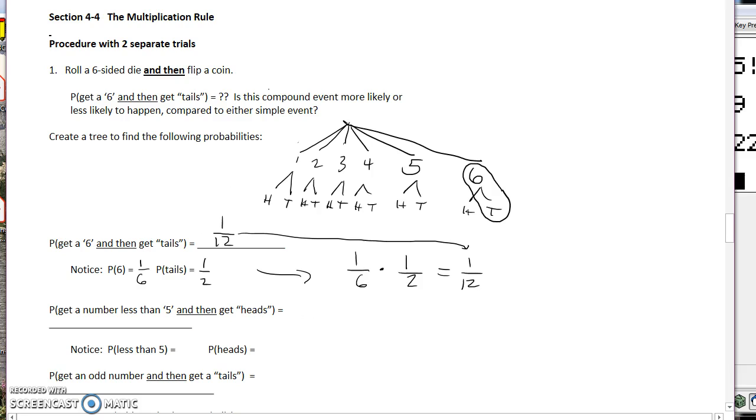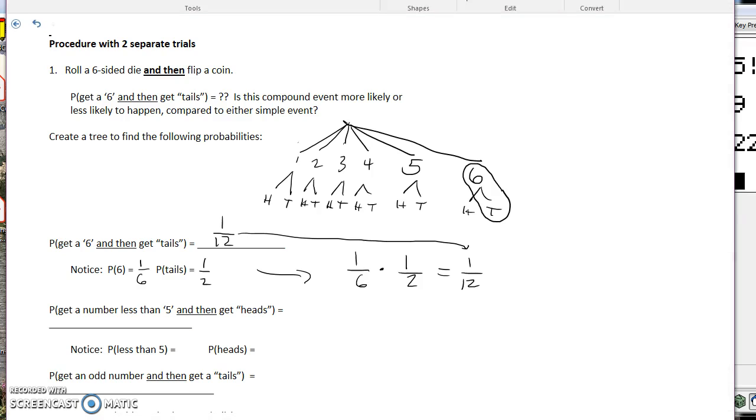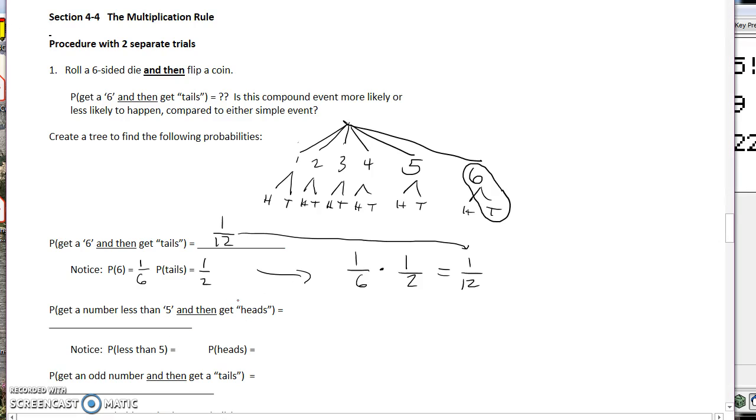The next one says get a number less than 5 and then get a heads. So I'm going to change over to red so we can take a look. Get a number less than 5. So where are my numbers less than 5? It's right here. 1, 2, 3, and 4. These are all the numbers less than 5. And then the times where they get a heads, that's this one, this one, this one, and this one, right? So you can see that there are 4 of those out of 12, right?